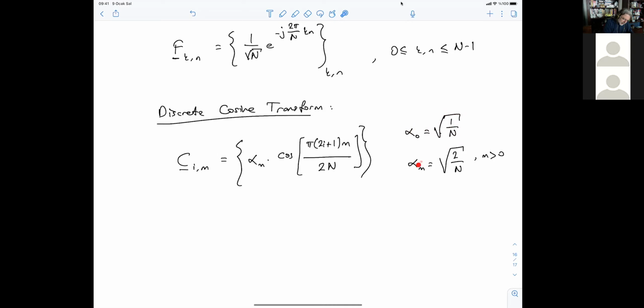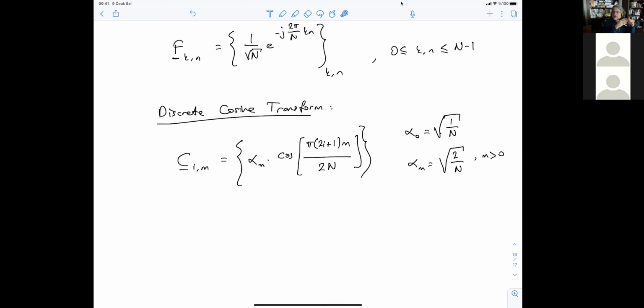But how come the other alpha m's are like this? It comes from the following explanation. So please try to pay attention to this. Please try to listen carefully. When m is not equal to 0, here I have pi times 2i over 2n. So it's like pi times i over n, cosine of pi times i over capital N.